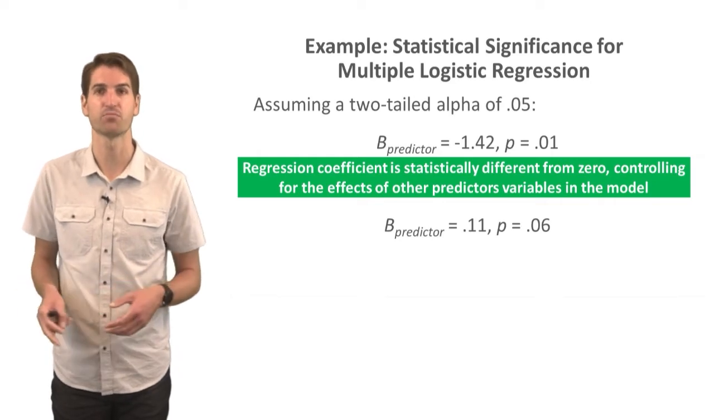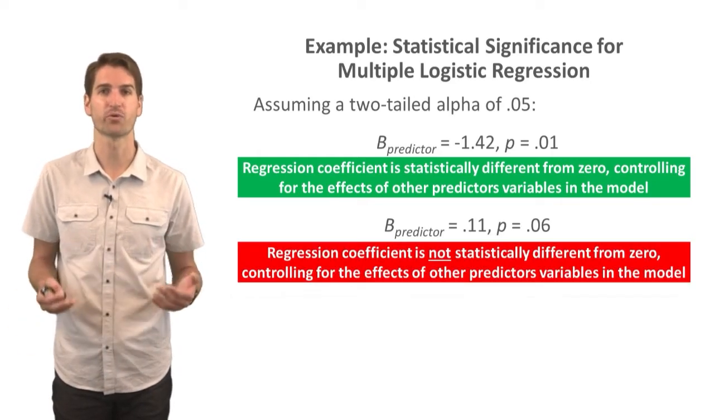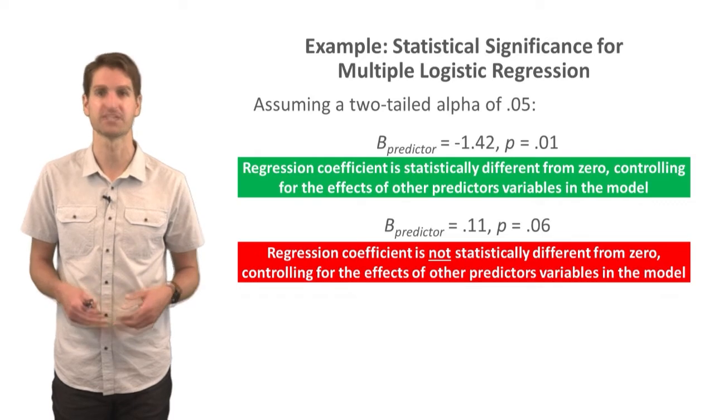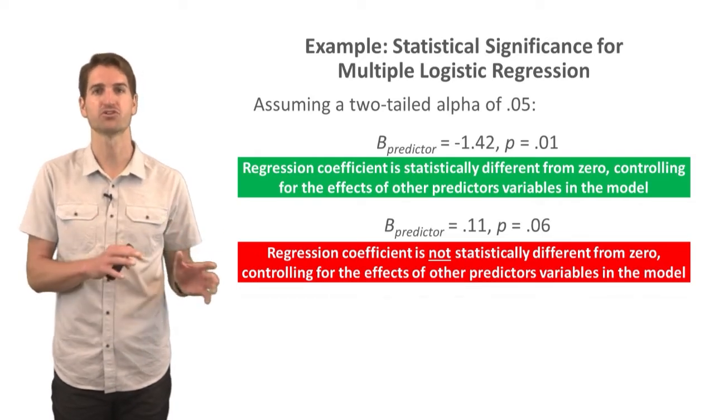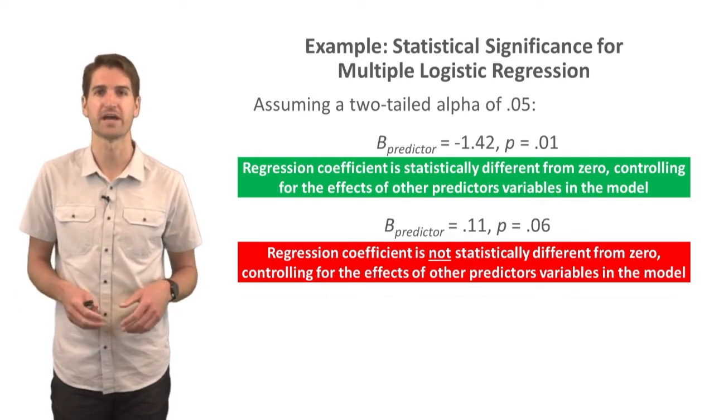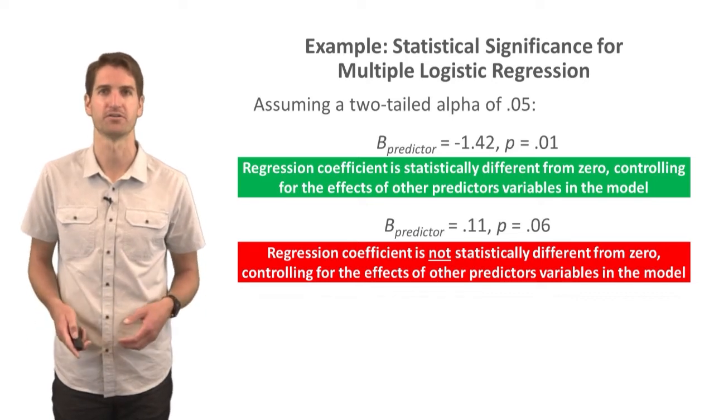0.06 is greater than 0.05, so we would say that the regression coefficient is not statistically significantly different from 0 after controlling for the effects of other predictor variables in the model.